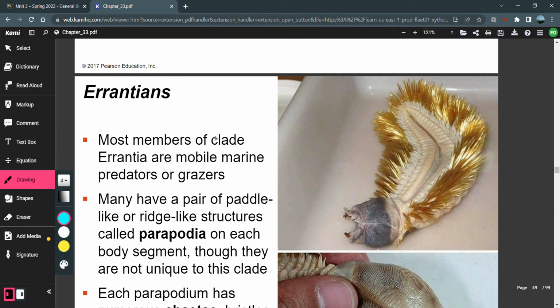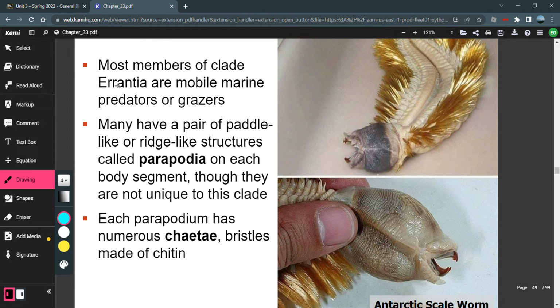Most members of Errantia are mobile marine predators or grazers, and these look frightening. Many have paddle-like or ridge-like structures called parapodia. So it's these right here. This is the parapodia right here.